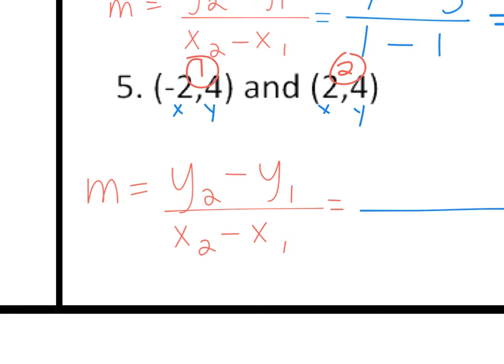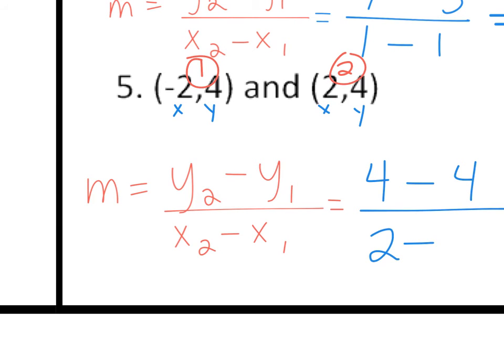Olivia, what's my y value from the second point? 4. Bella, what's my y value from the first point? No, y value from the first point. Yeah. And then, Sebastian, what's the x value from the second point? X value from the second point, x2. I don't see one. Look at this second point, 2, 4. What's the x value? Yeah, it's 2. Okay, you got to be careful here.